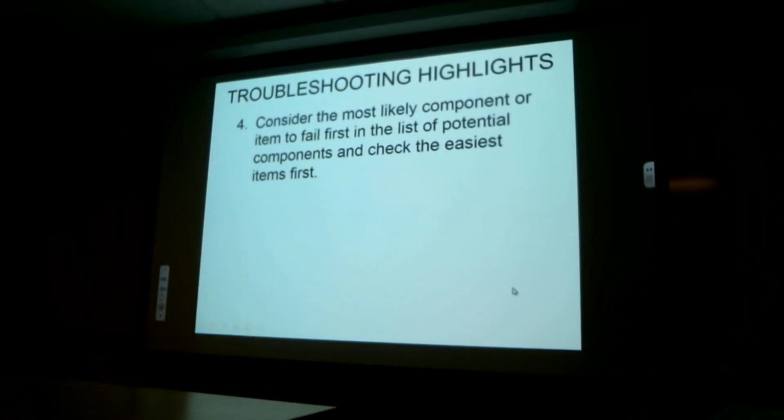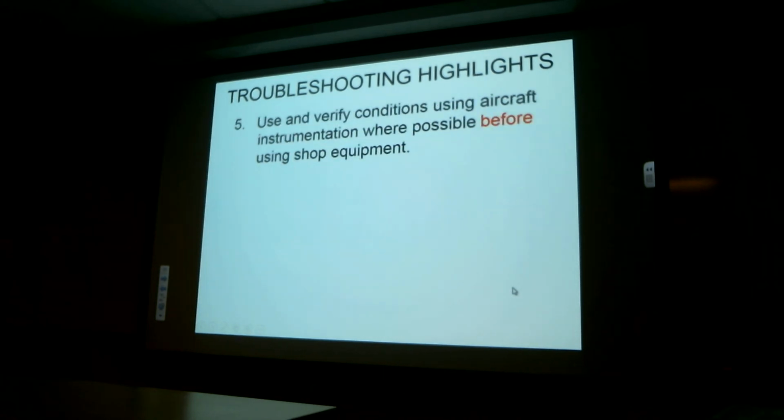Consider the most likely component or item to fail first in a list of potential components and check the easiest items first. We're going to look at the reservoir, we're going to look at the accumulator, and we're going to figure out if those things are in a normal condition. So again, look at the quantity of fluid in the reservoir, make sure that the actuators are maybe in a neutral, or at least the controls are in a neutral position for flight controls, and check the condition of the accumulator. So do the easiest things you can first.